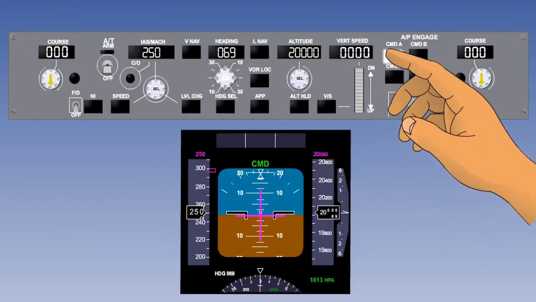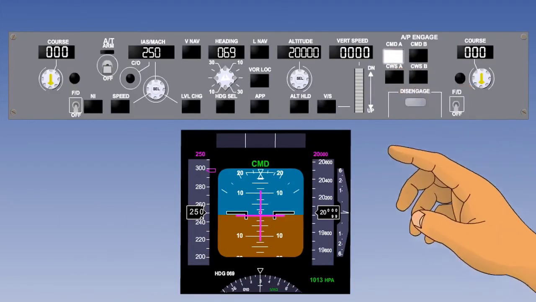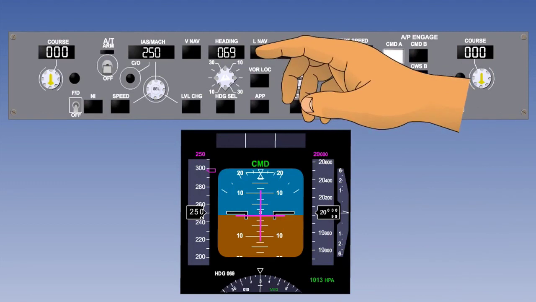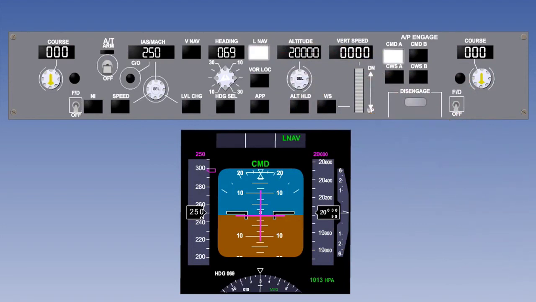After takeoff, when the autopilot is engaged, the lateral navigation button can be pressed to engage lateral navigation mode. This will cause the autopilot to fly the aircraft sequentially through the active route series of waypoints.